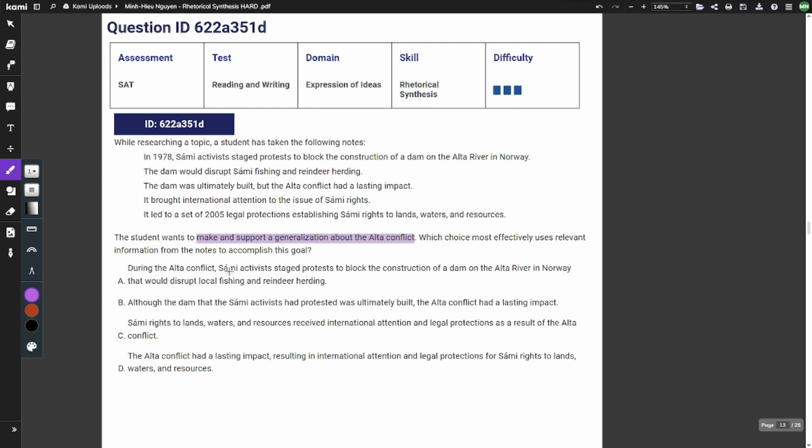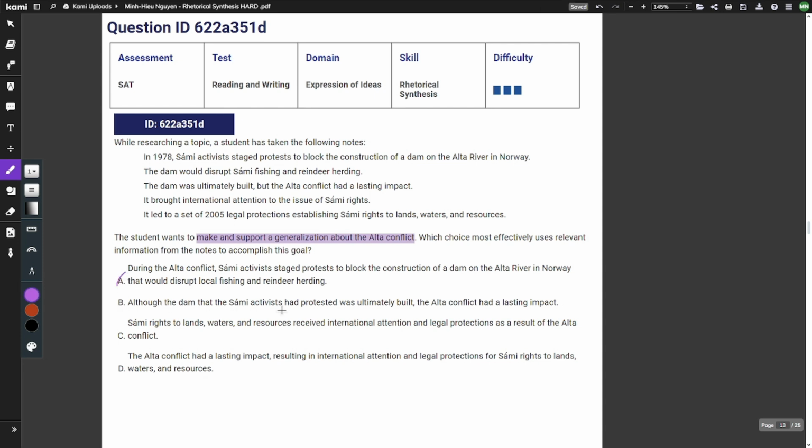A. During the Alta conflict, Sami activists staged protests to block the construction of a dam on the Alta River in Norway that would disrupt local fishing and reindeer herding. Yeah, but that is not a generalization. They straight up told you what they did, alright? They made these protests because it would do this and that, alright? That is no generalization. That is way too specific. So it's not it.